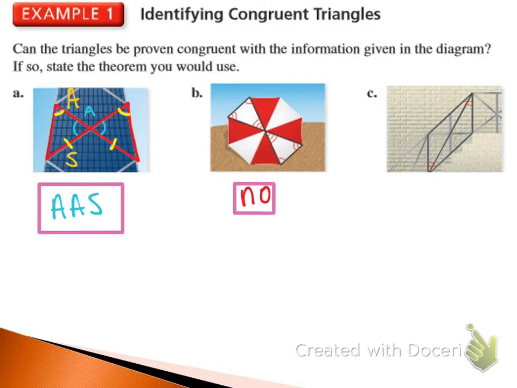Equiangular triangles are not all the same length, right? It's just a good example of angle, angle, angle is not a thing, and neither is side, side, angle.